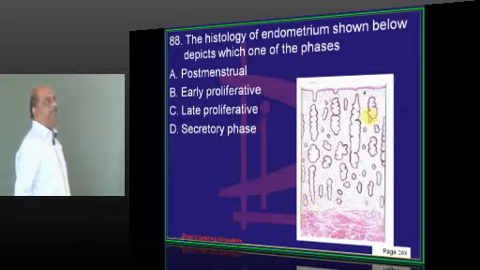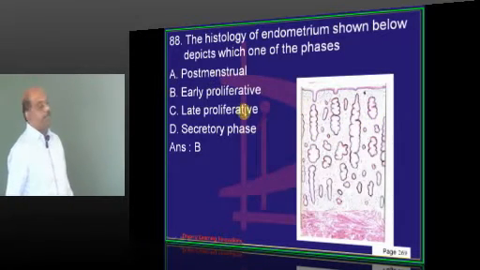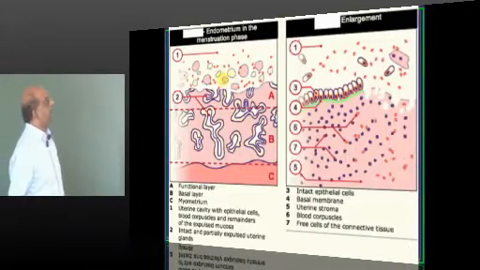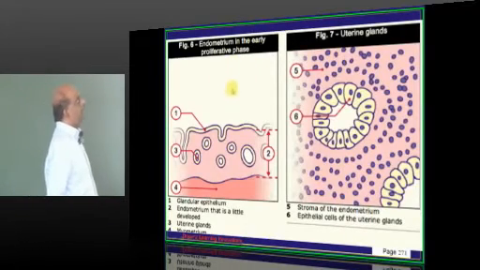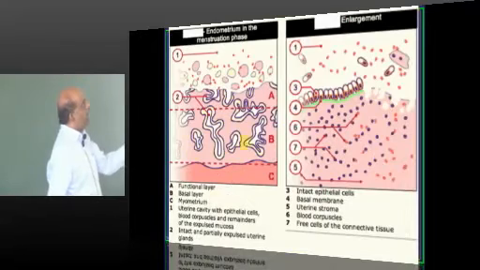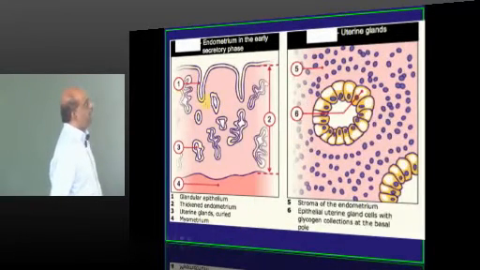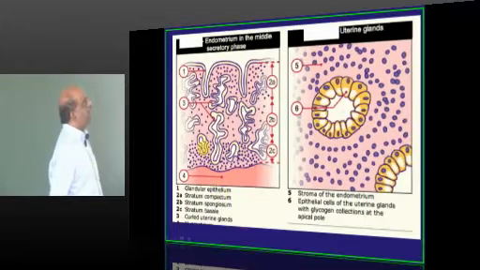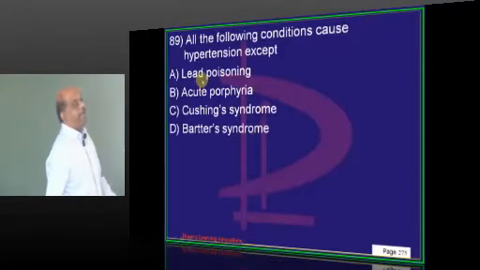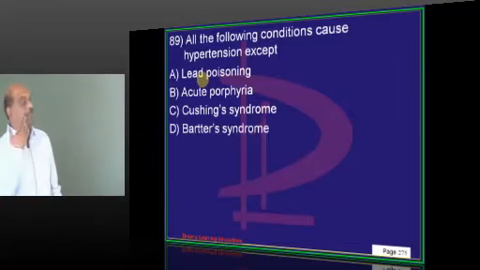Actually, an endometrial figure was given. It was about the early proliferative histology of the endometrium. So, endometrium in early proliferative, then endometrium in the menstrual phase, endometrium in the proliferative phase, endometrium in the secretory phase, middle secretory, etc. Pictorially you must be in a position to recognize it if it is a pictorial exam.